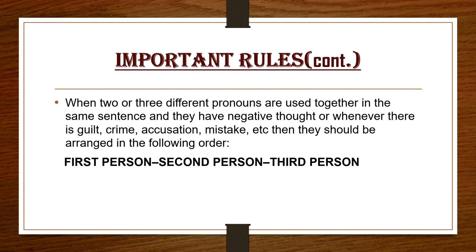Moving on. Now, here comes another rule. When 2 or 3 different pronouns are used together in the same sentence and they have negative thought, or whenever there is guilt, crime, accusation, mistake, etc., then they should be arranged in the following order: first person, second person, then third person. So, this will be your sequence: first, second, third.